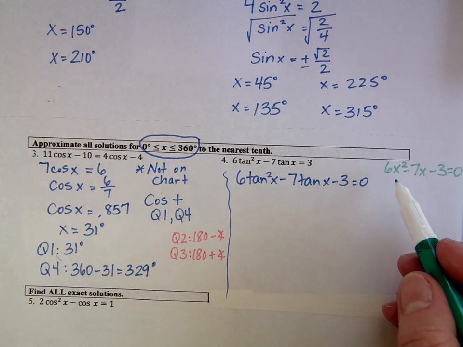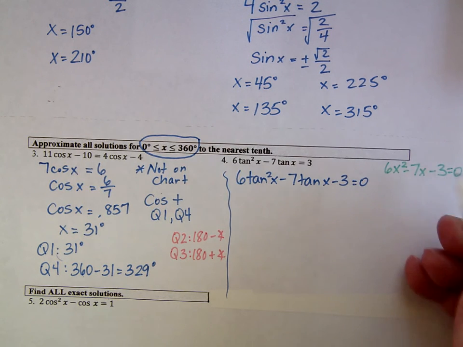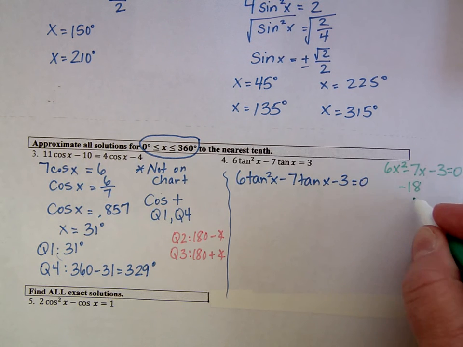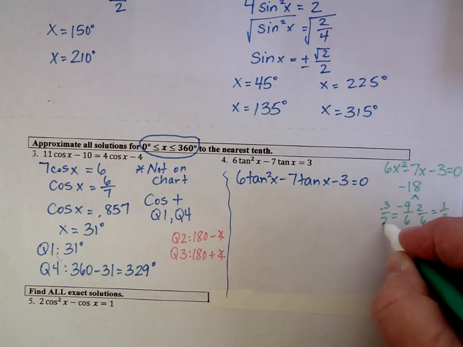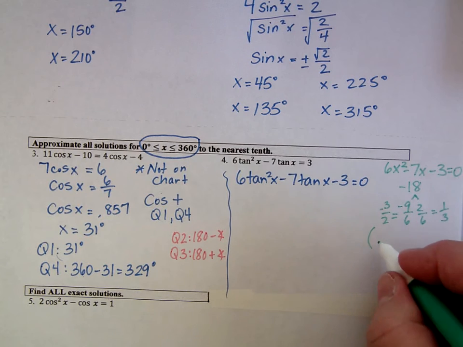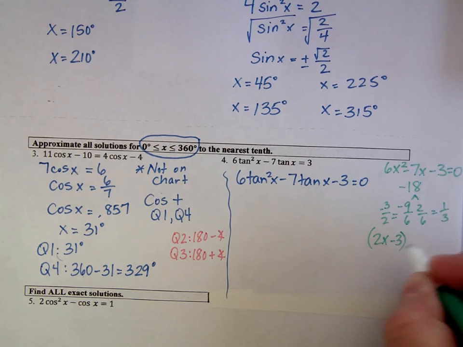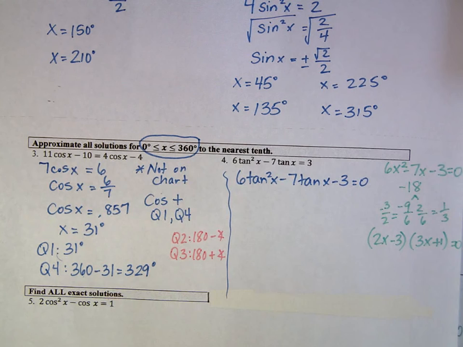AC method, right? So first times the last is negative 18. I need the factors of 18 that add up to be a negative 7, negative 9 and 2. I need to divide by the leading coefficient. Don't forget that. Negative 3 over 2. And then I put it together bottom to top. So this is 2x minus 3. This is 3x plus 1. And I've just factored the algebra guy.